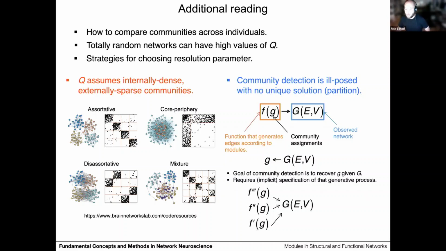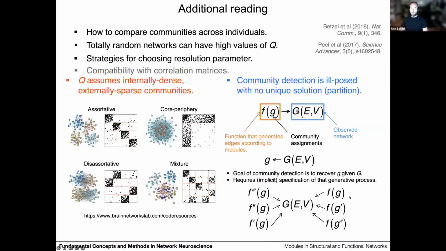But this is a problem because it turns out there are many generative functions that map the same communities onto our network. It may be the case that there are many generative processes that use the same communities to give rise to the same network that we see, but the processes themselves are very, very different. And alternatively, there may be many functions that use different communities, but give rise to the same network. That is, there's a many-to-one mapping of processes and communities to the same network.